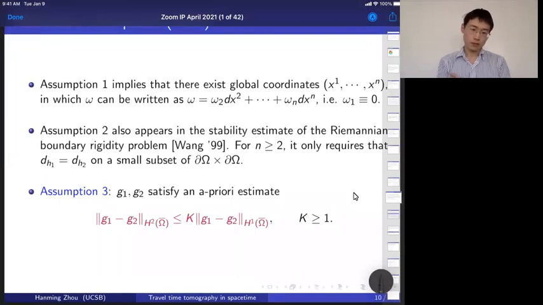And a final assumption is an a priori estimate. We consider all these metrics G1, G2 such that the H2 norm of the difference of the two matrices can be bounded by the H1 norm of the difference in a uniform way, for some constant K here.